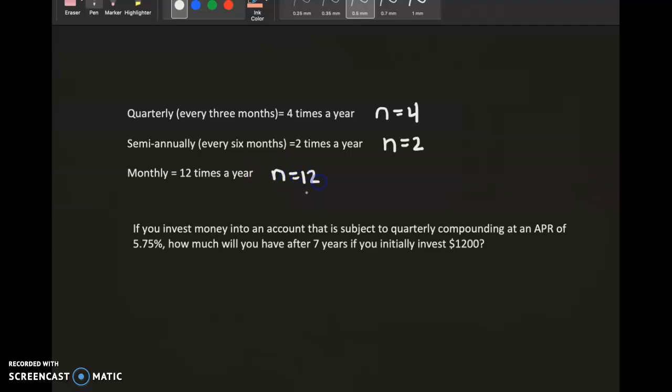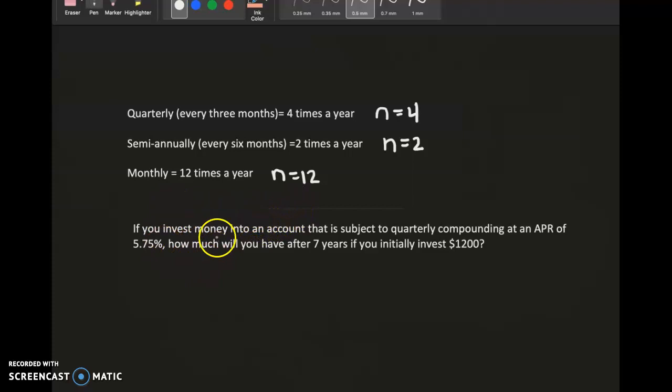Now there's more options than this. You can talk about your money being compounded daily, which would be 365 days. If you're using the banker's rule, then you'd use 360 instead for a more rounded number. You can be talking about your money being compounded every 2 months. That would be 6 times a year, so on and so forth.